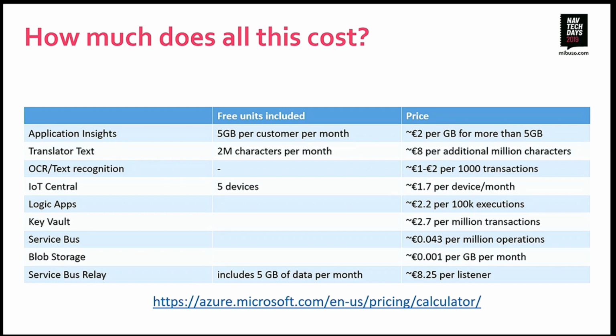OCR text recognition that Bardur showed you is also 1 to 2 euro for 1,000 transactions. IoT Central is 5 devices for free, then €1 to €2 per device per month. You have some prices for Logic Apps and Service Bus, very, very cheap, 0.043 euro per million operations. And Blob Storage and Service Bus Relay. So you can do a lot of these things almost for free.